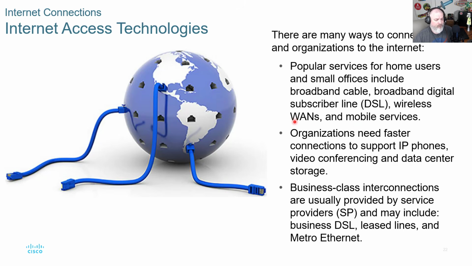Wireless towers that connect. But organizations do need faster connections to support IP phones, Internet Protocol phones, the phones that run video, or they're running phone service across the network. Video conferencing, data center storage, you're going to need more bandwidth for that. And then you have business class interconnections. They're usually provided by a service provider, or an ISP, Internet Service Provider. And those can include business DSL, leased lines, Metro Ethernet. Sometimes they put in fiber optics for businesses. Those are more expensive, but they're going to give you more bandwidth for your money.